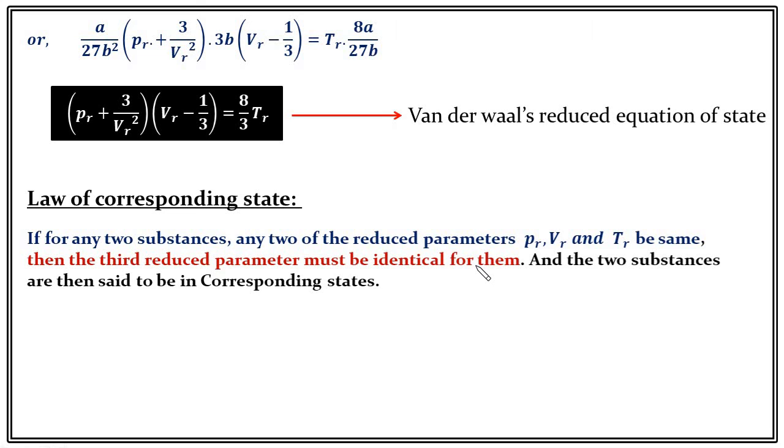What does it mean? Suppose you are dealing with two gases both having the same reduced pressure and reduced volume, then the reduced temperature must be the same for those two gases, and in that scenario we will say that the two gases are in the corresponding state.